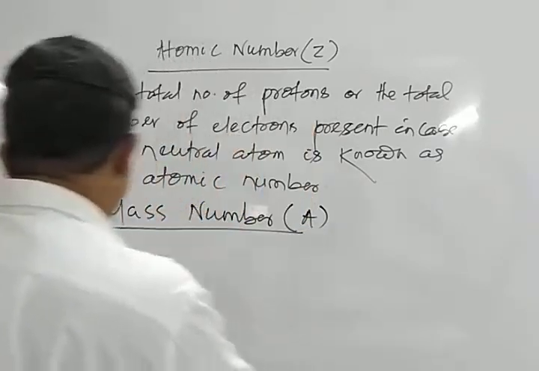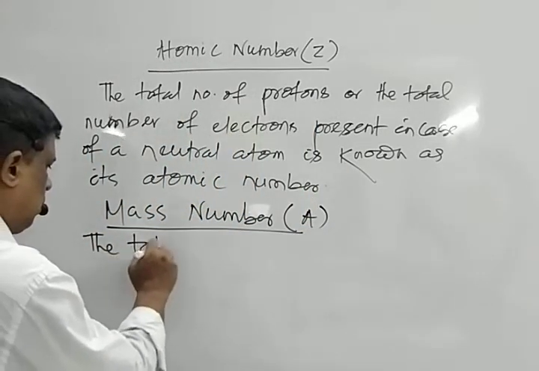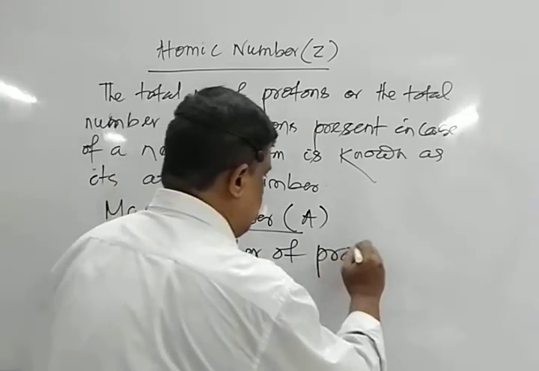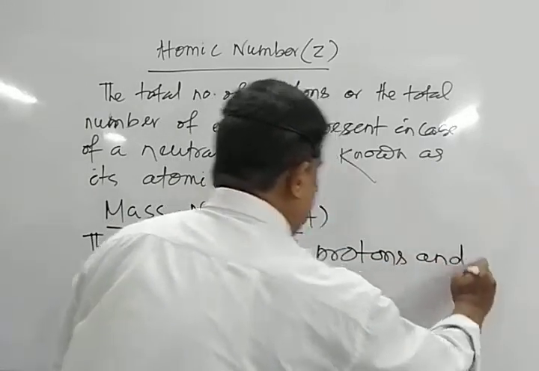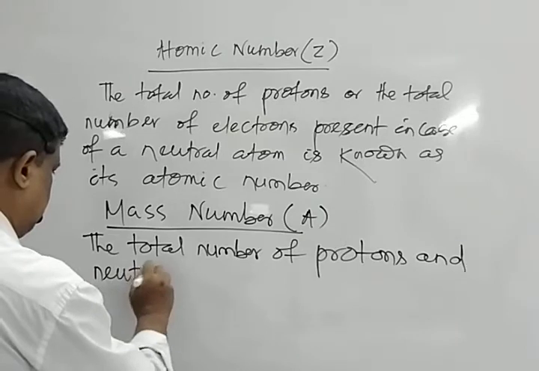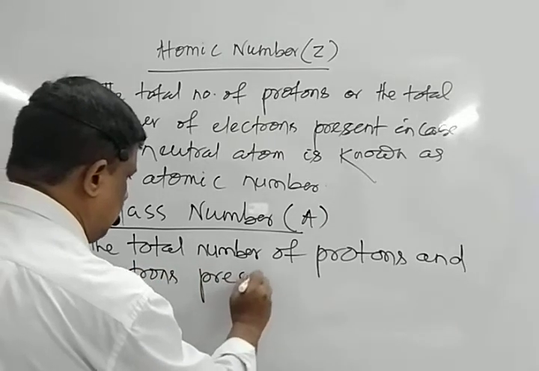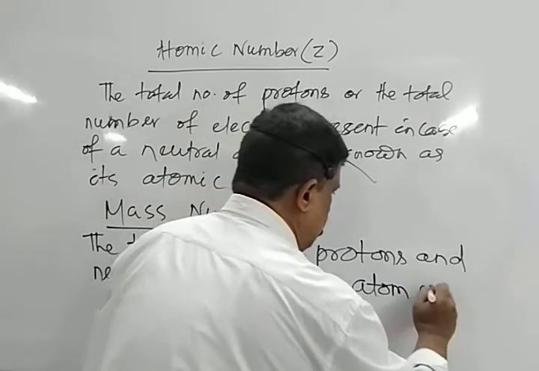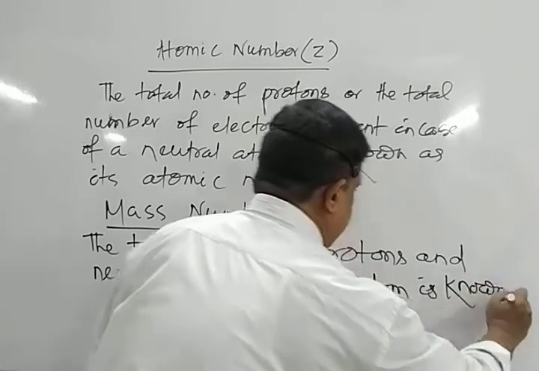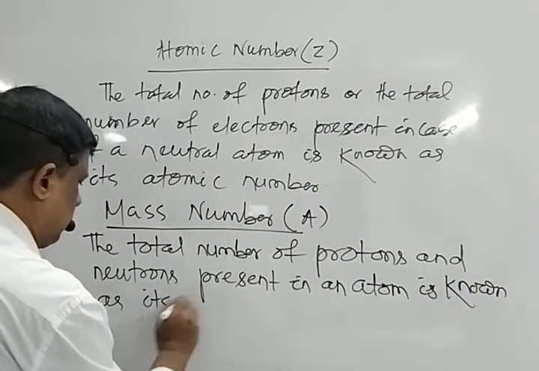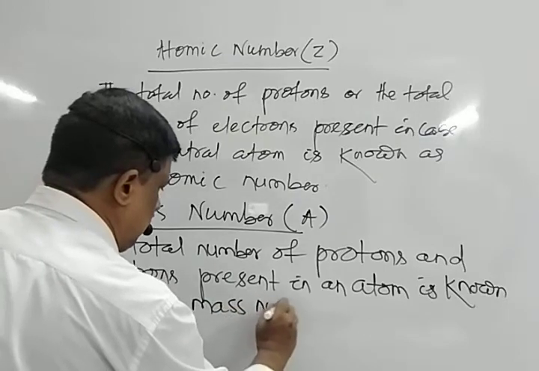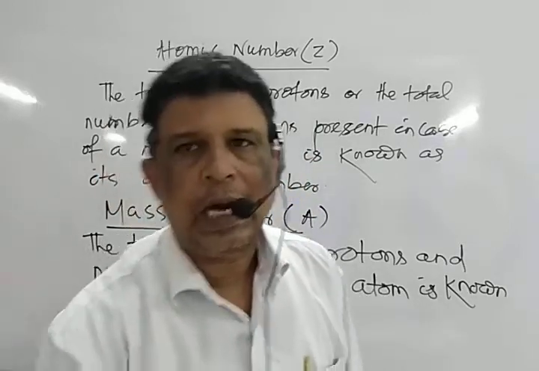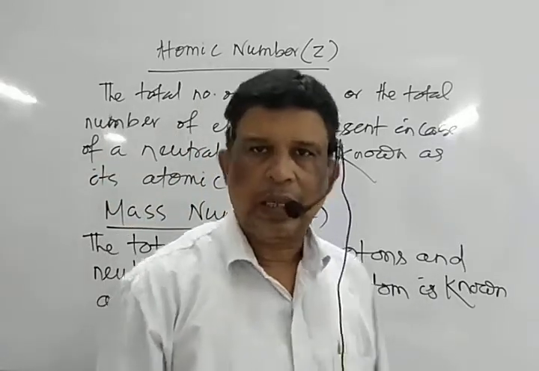Mark that. The total number of protons and neutrons present in an atom is known as its mass number. The total number of protons and neutrons present in an atom is known as its mass number. Mark that.